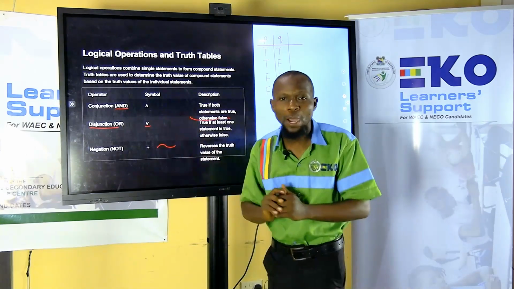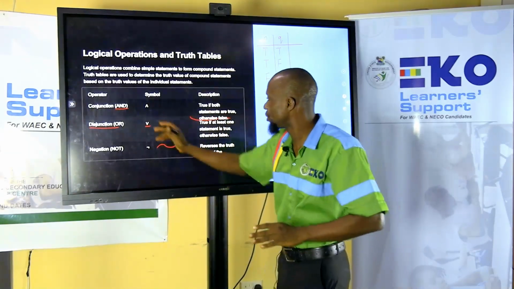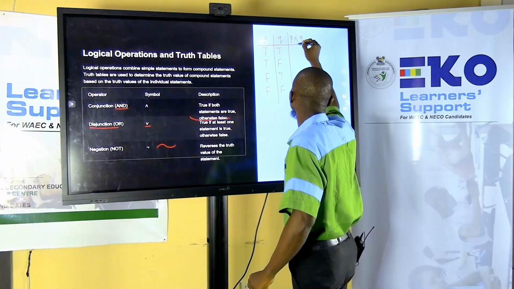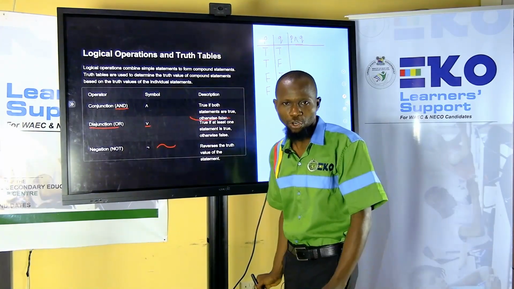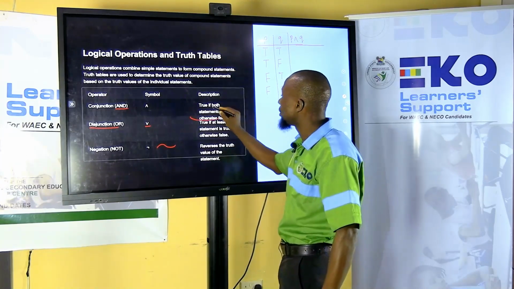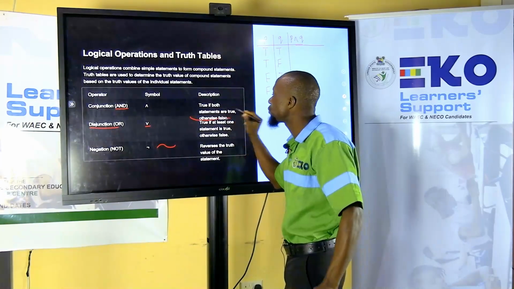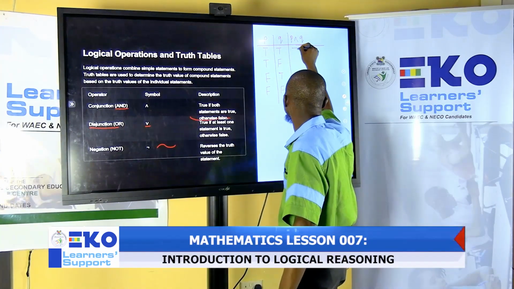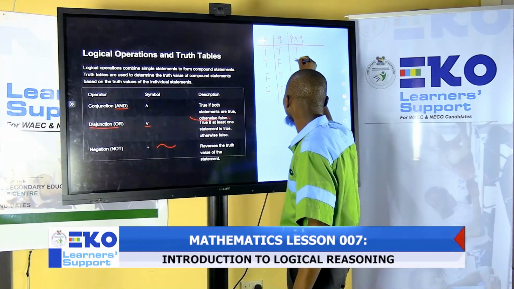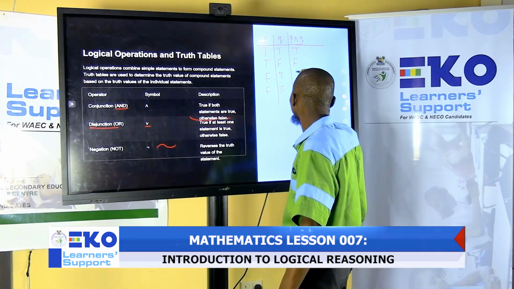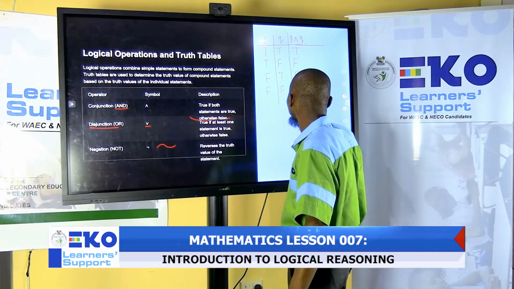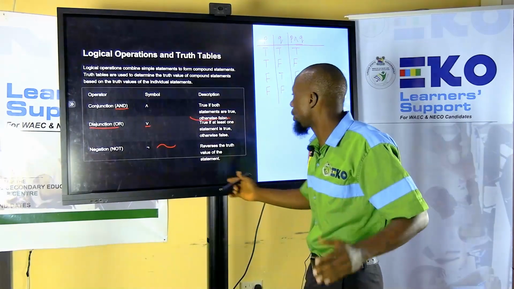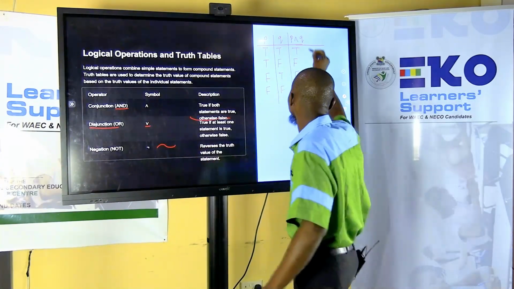Now, let's see how we want to apply these conjunctions. P conjunction Q is saying that it is true if both statements are true. Both statements are true, yeah, it is true. Otherwise, it is false. If both statements are not true, it is false. So that is conjunction.